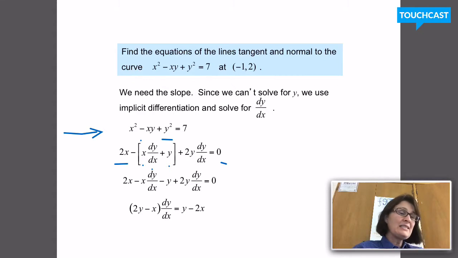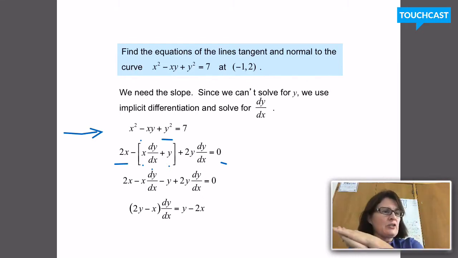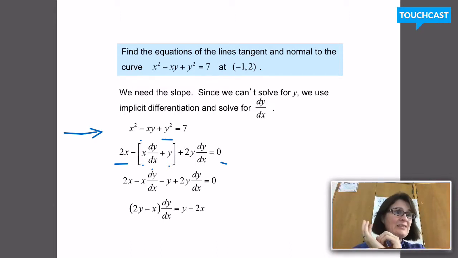Well, the problem right now is I see dy dx in more than one place. You can't isolate something that shows up in two different places. So my first job is to move everything with a dy dx term over to the left, and move everything that doesn't have a dy dx factor in it over to the right-hand side of the equal sign. So the fastest way to do that is to subtract 2x from both sides, and then to undo the minus y, I'm going to add y to both sides.